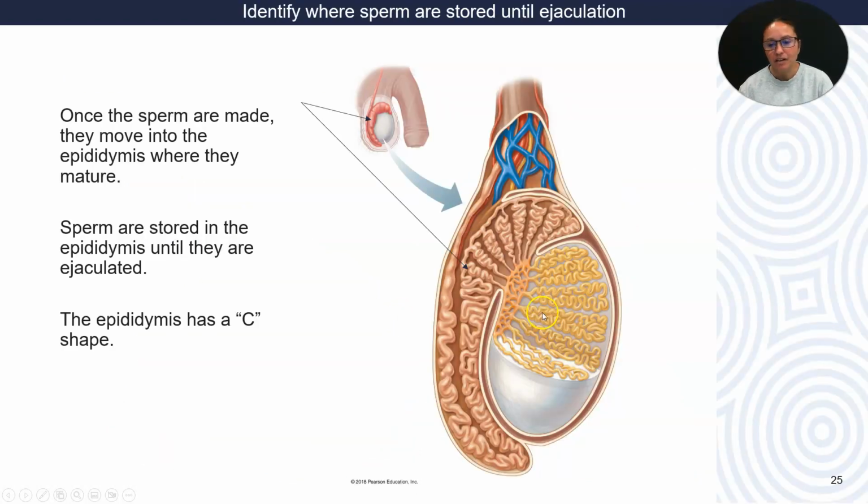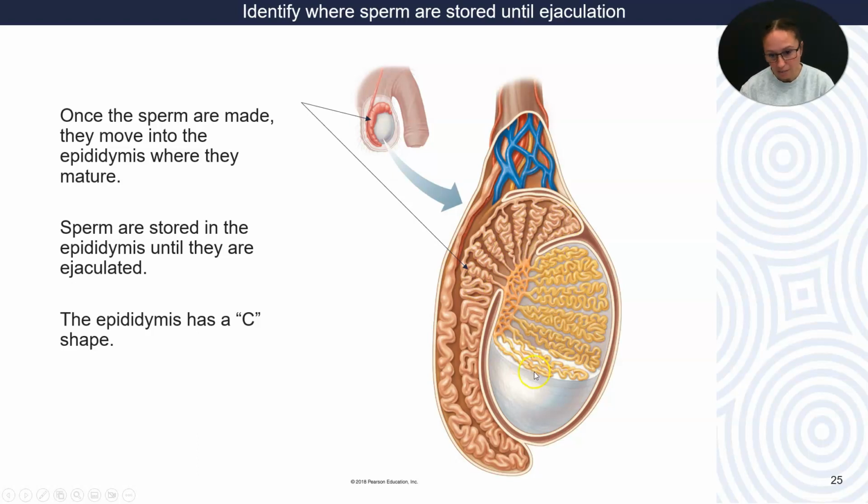Okay, so once the sperm is made, then they are moved to this structure here. See there? It's like a C shape. Now that little structure there is actually called the epididymis. Here in the epididymis is where we store the sperm until we ejaculate the sperm, okay?